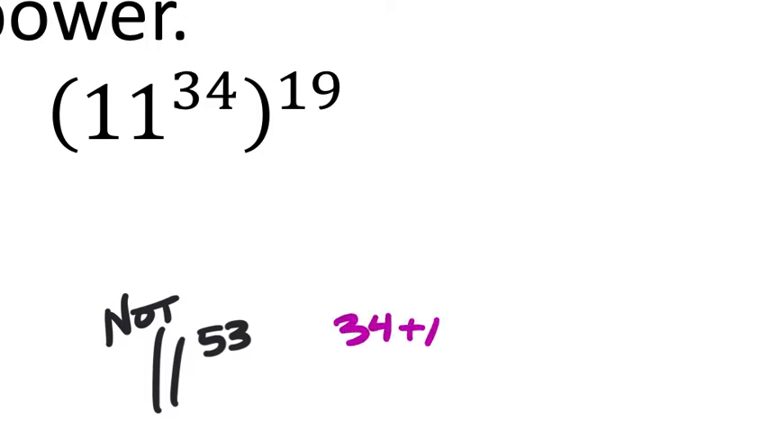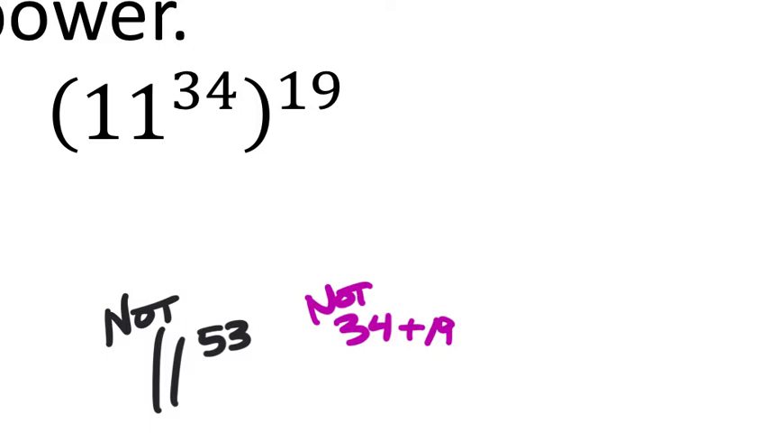So, on this one, if you tried this one out, and you got 11 to the power of 53, that's not what this is, okay? It's not 11 to the power of 53. Some of you guys don't even know how I got that. That's from 34 plus 19, okay? Again, we are not adding the exponents here.